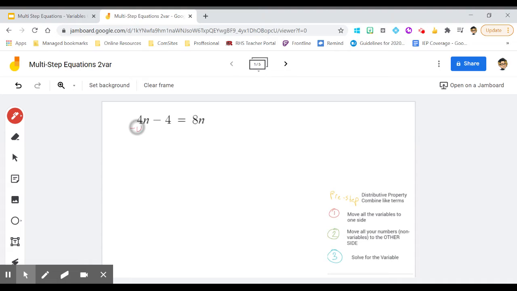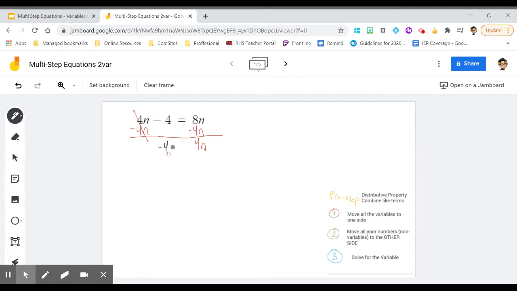I'm going to subtract the 4n here and subtract it here. You could subtract the 8n over. It doesn't matter as long as the variable is on one side. So when I do that, and this is my red step here, moving all the variables to one side, 4n minus 4n is 0. That's zeroed out. And 8n minus 4n gives me 4n.